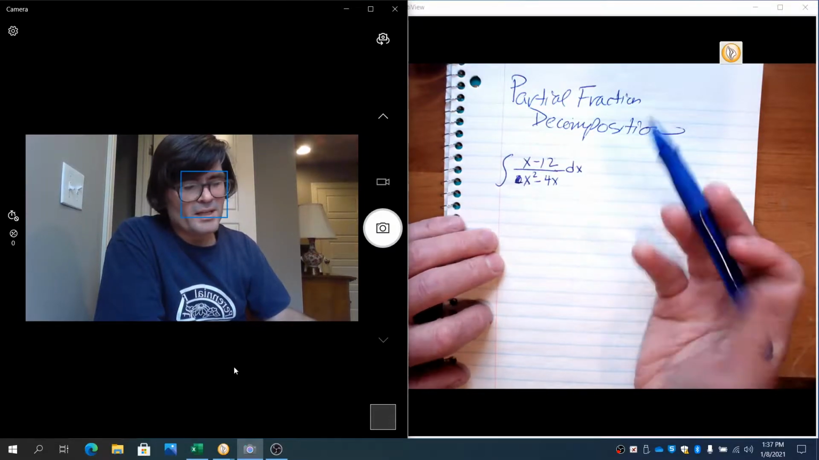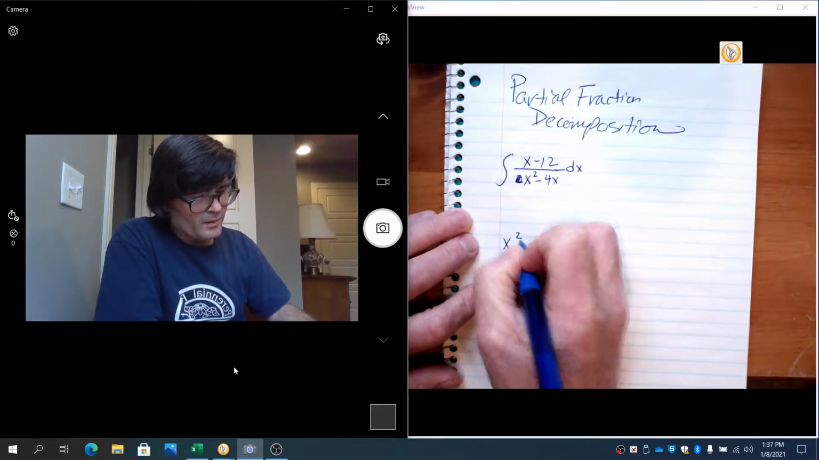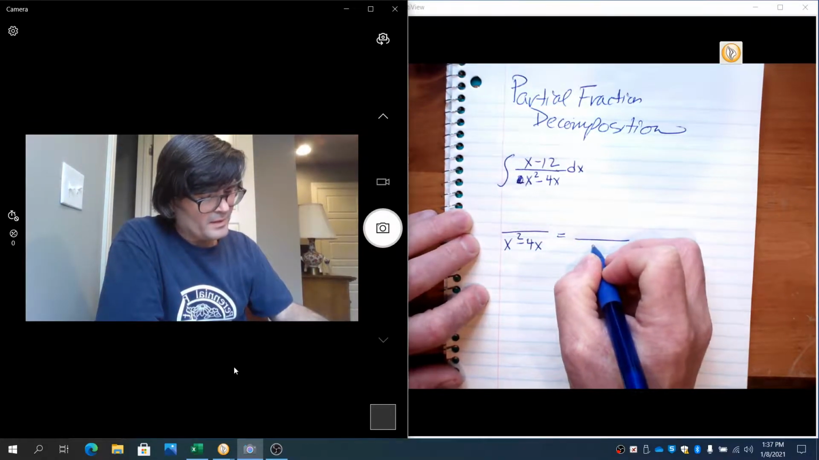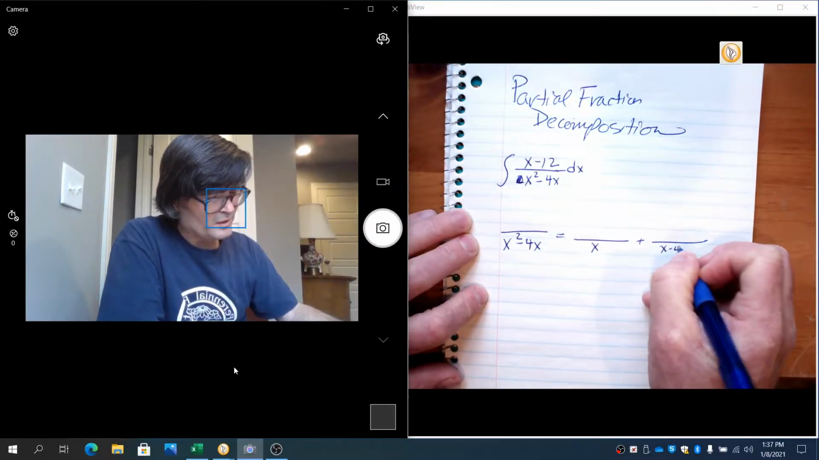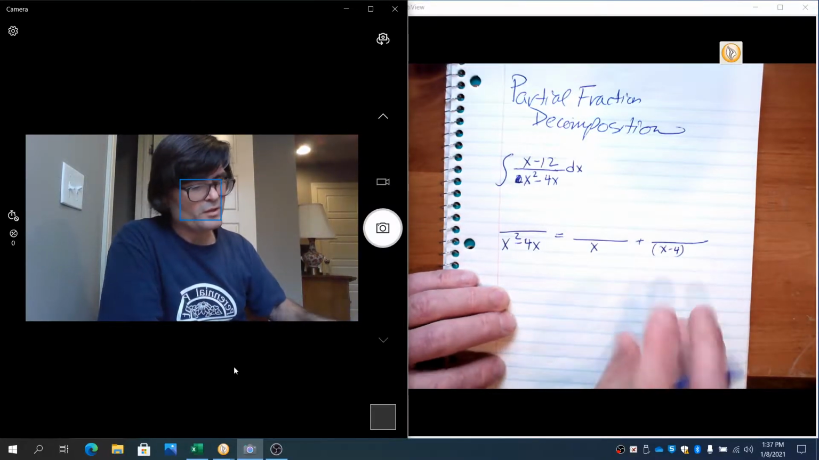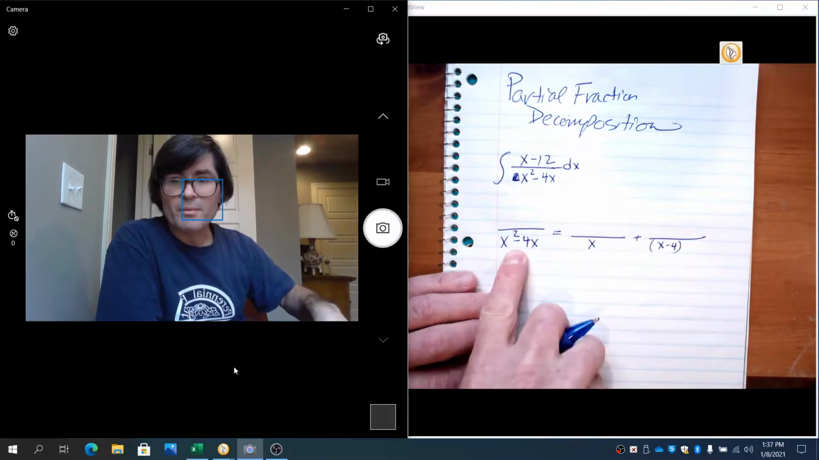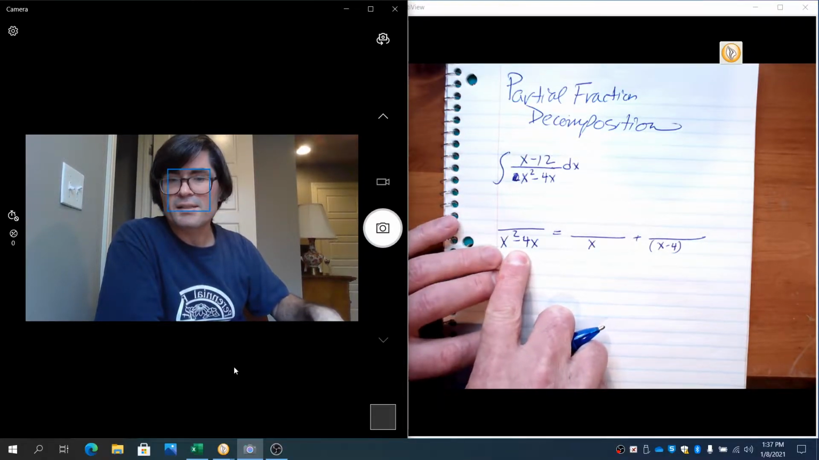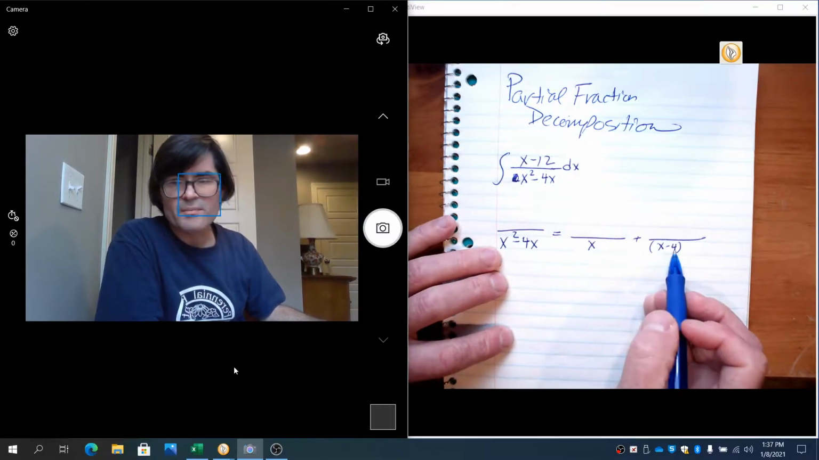So what I want you to do is take what's in the integrand and think about the bottom and say, okay, x squared minus 4x, that is the same as x and x minus 4 if only you had the right numerators. So if you were in Algebra 2 and you had to add these together, that would be the denominator you would get. That's a common denominator. So partial fraction decomposition is a way for you to start with this and go backwards and break it into this and this.